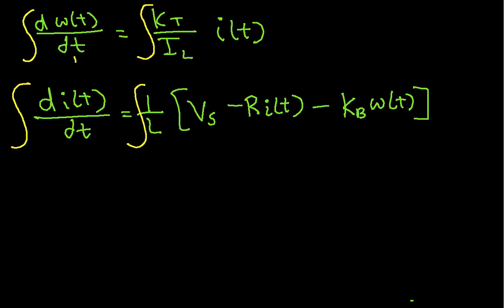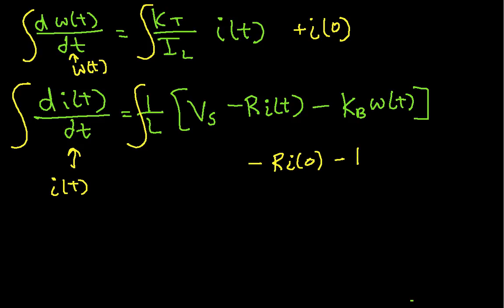And when we do this, when we take that integral, this term becomes omega of t. This term is the integral of I of t. We're going to need an initial condition, I of 0. This becomes I of t. And this all becomes the integral of this expression, and then we would have minus I of 0 minus kb omega of 0. Okay, so this is how you would deal with this if you are simulating it, and this is how the initial conditions come into it.